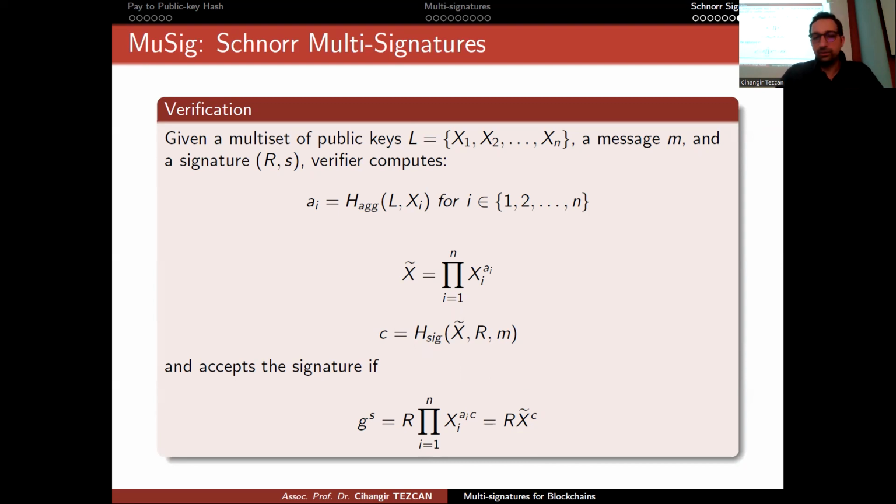Okay, so once you apply this into Bitcoin, now this X tilde will be the public key. So you will generate a Bitcoin wallet address starting with one just by using this X tilde. So that is the whole idea, right?